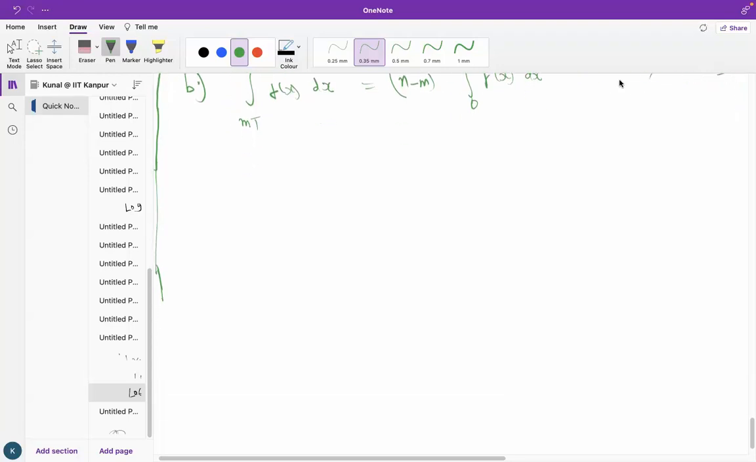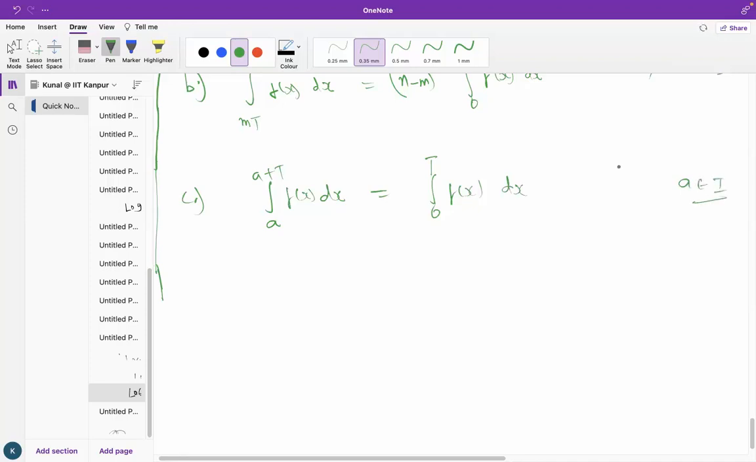Okay, let's move on to the third property, which looks like we are integrating from a to a plus t of f(x) dx, which is equal to the integral from 0 to t of f(x) dx, where a can be any value.